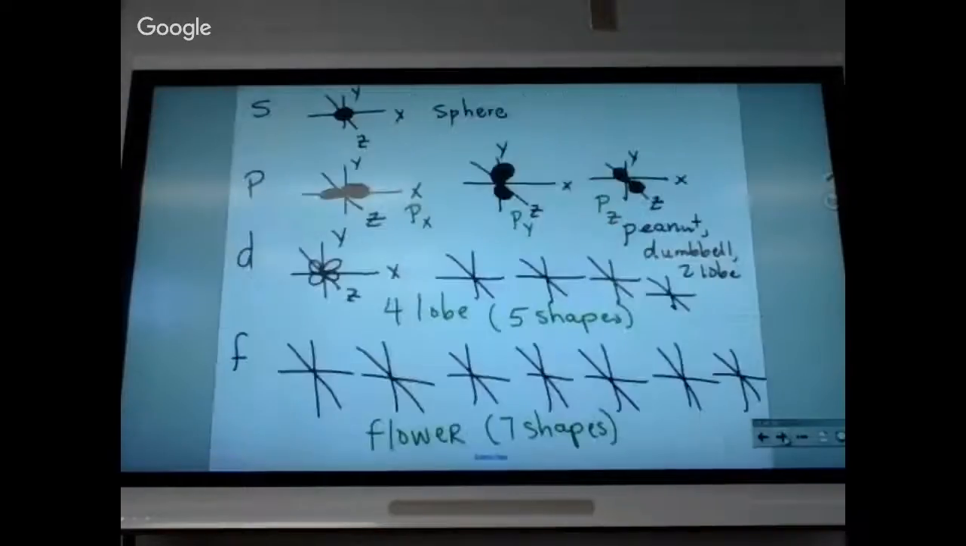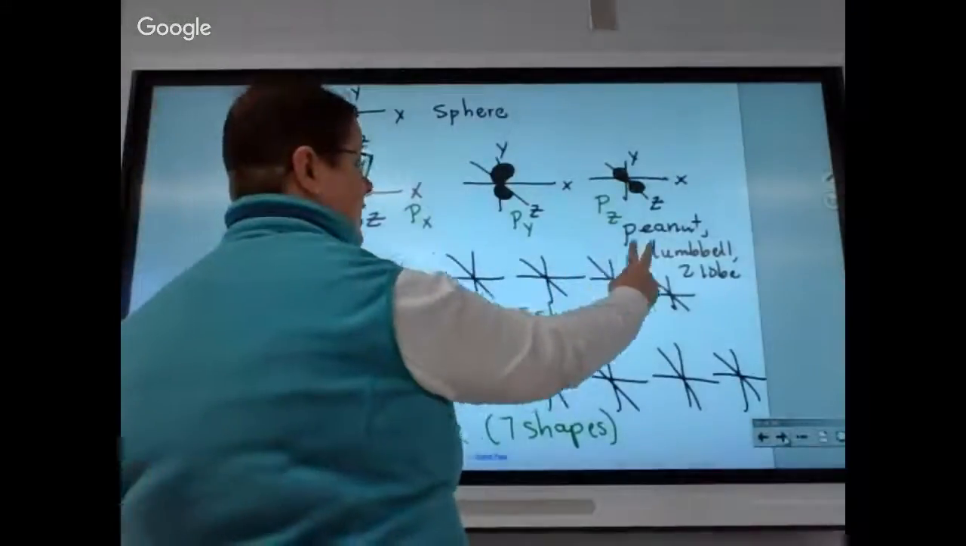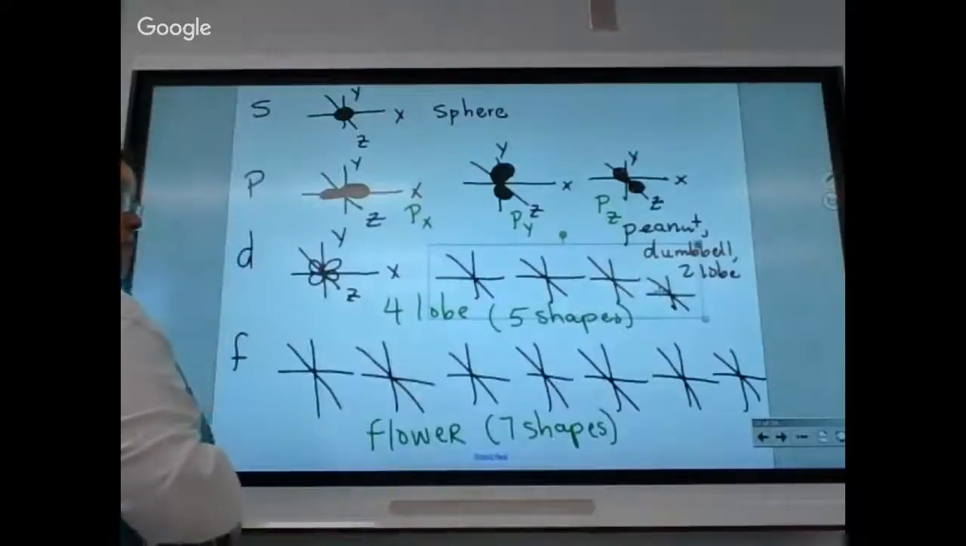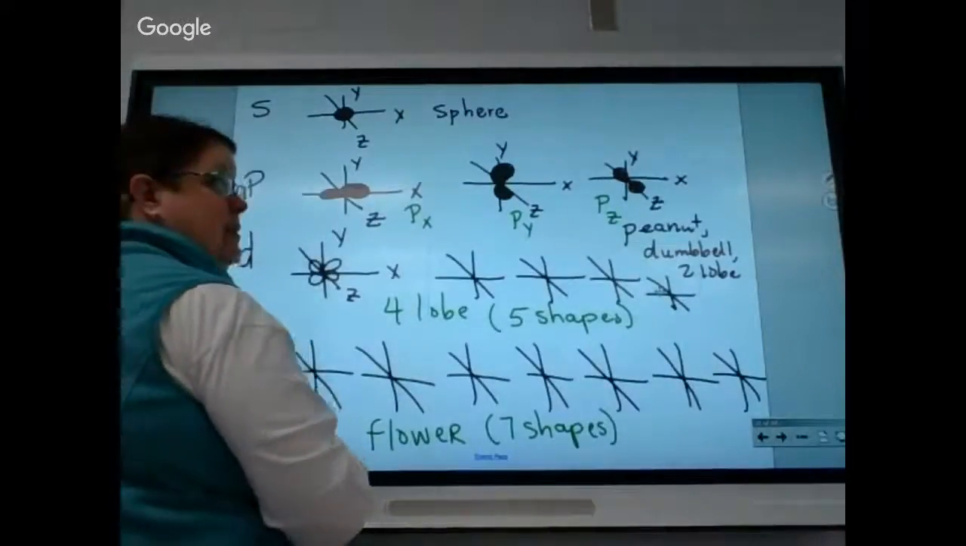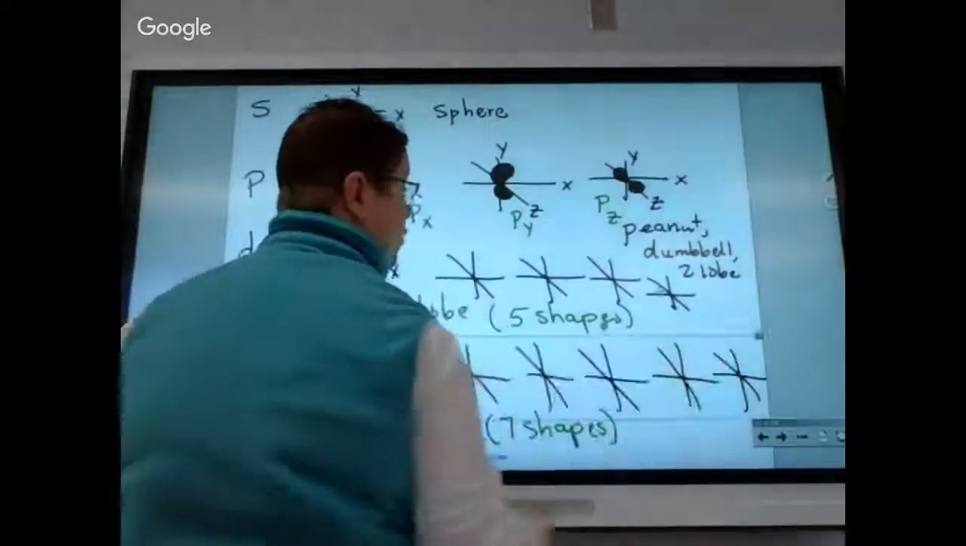The D sublevel had how many pictures? 5. Each of these can hold how many electrons? 2. 2, 4, 6, 8, 10. The F sublevel has how many pictures? 7. 2, 4, 6, 8, 10, 12, 14.